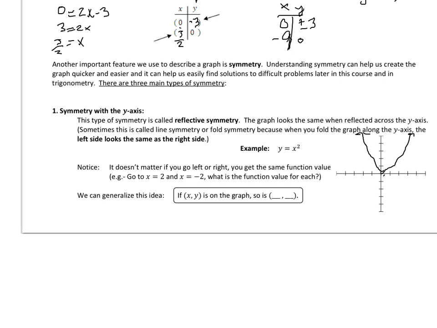All right. So we can generalize this way. If (x, y) is on the graph, then what other point is also on the graph? Negative x and y. Good. Okay.